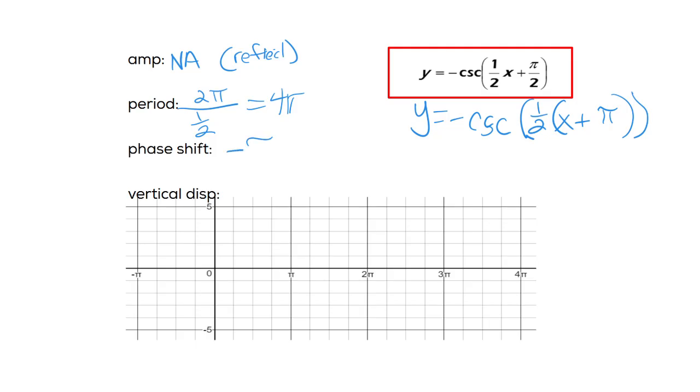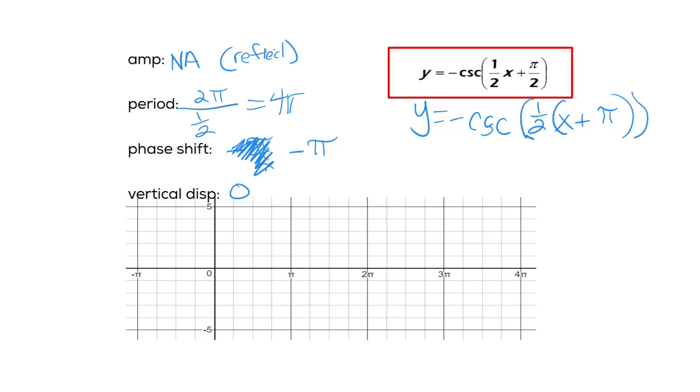Looks like I've got a negative pi over 2 for phase shift and 0 for vertical displacement. Whoops. I looked at the wrong one. I'm not looking at the top one. I'm looking at my new one after I factored out. It's a negative pi for phase shift.